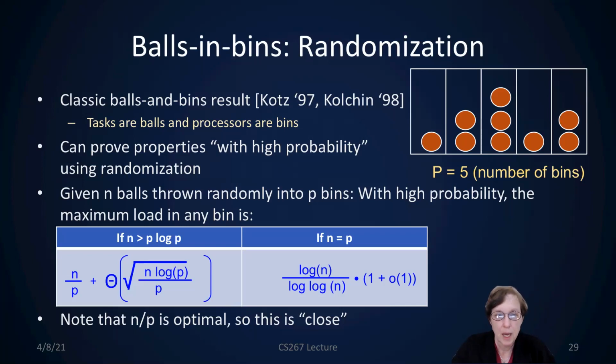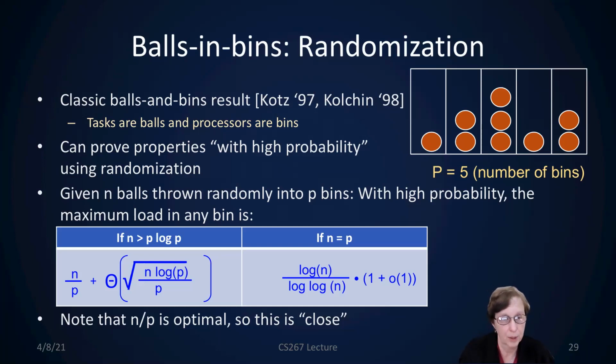And the question is, how do you want to throw those balls into the bins? And you can prove that with high probability using randomization, that if you throw n balls into P bins, you get the following bounds. And the one that you really want is on the left, which is n is greater than P log P. And by the way, that's going to also come up as a nice sort of practical rule of thumb, which is if you're dynamically load balancing and you have fewer than log P tasks per processor that you're load balancing, you probably don't have enough work to do, and the cost of load balancing is going to end up being a problem in your experimental results.